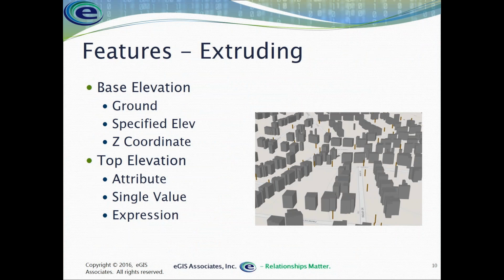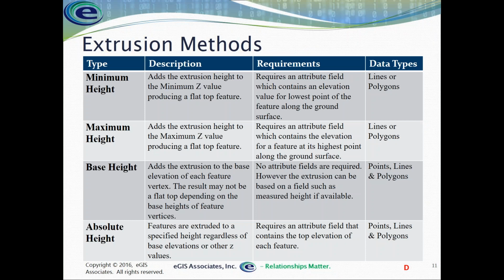And then of course to extrude or take that up higher, you've got to define the top elevation. How high does it go, or how low does it go if you're going below the ground, right? So Esri provides these 4 extrusion methods. You've got the minimum height, which is going to extrude the value to a minimum Z value, producing a flat top. This works with lines or polygons. It does not work with points. Maximum height is going to add the maximum height to produce another flat top. Again, lines and polygons in there.